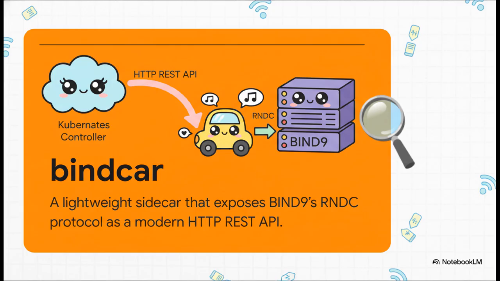Okay, but how does a cloud-native controller speak RNDC? Well, it doesn't. That's where our second little tool comes into play, bindcar. It's this tiny, lightweight sidecar container that you run right next to your Bind9 pod, and its only job, its entire purpose in life, is to be a translator. It takes modern HTTP REST API calls from Bindy and turns them into RNDC commands that Bind9 understands. It's the universal adapter we needed.